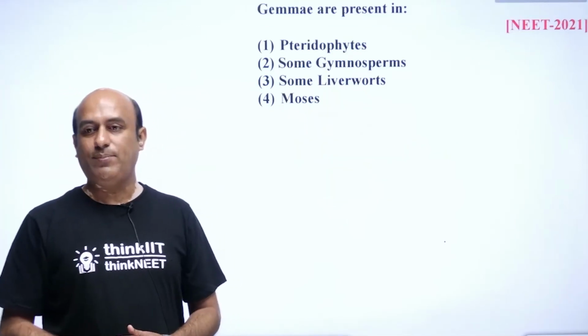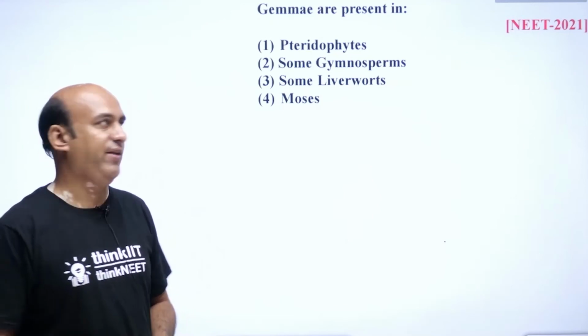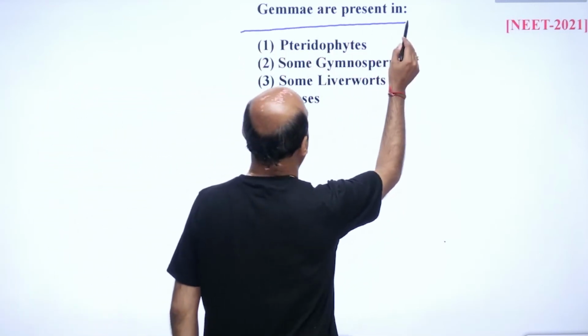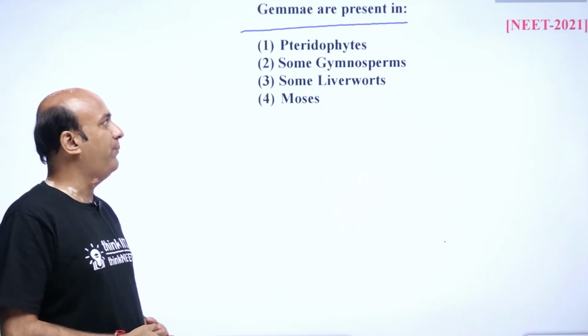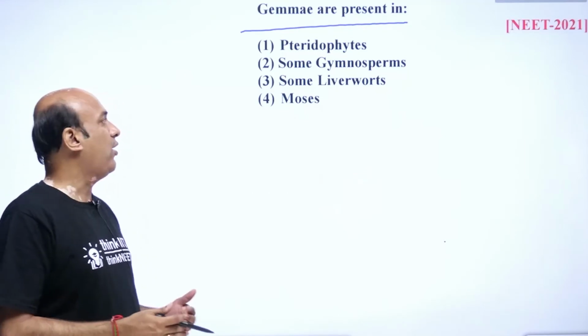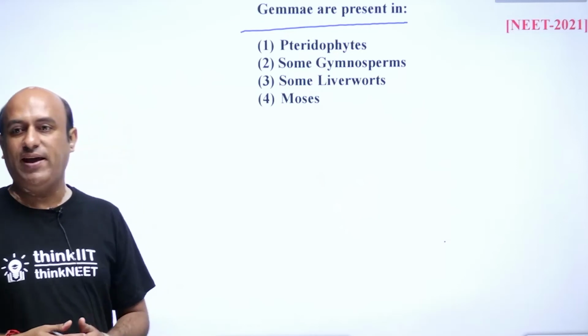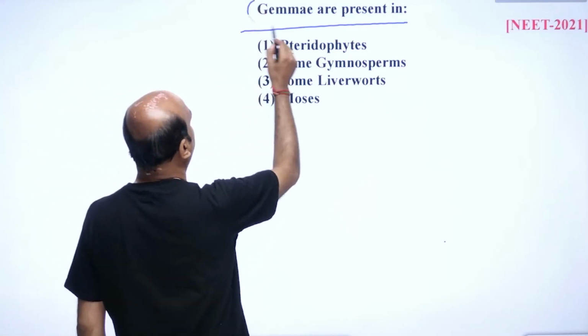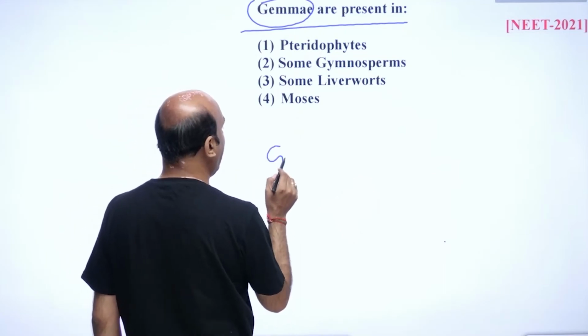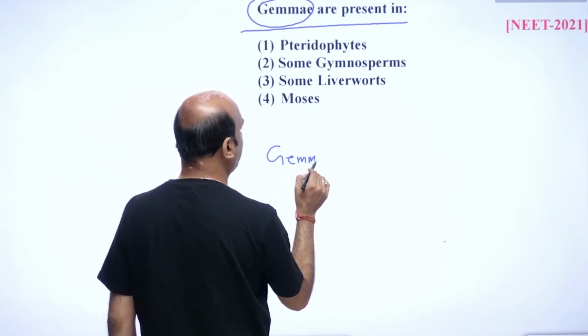Now student, let us come to the next question. Here the question is, gemmae are present in option number 1 pteridophytes, option number 2 some gymnosperms, option number 3 some liverworts, and option number 4 mosses. So student, here which option is the correct one? If we are talking about the term gemmae, what type of term is it?